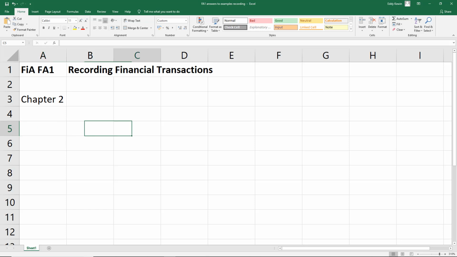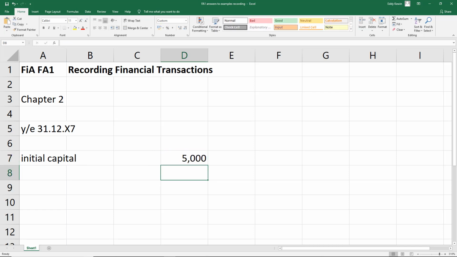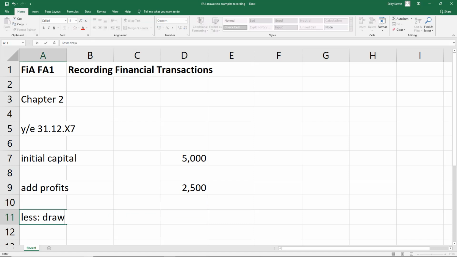So what now happens is, during our year ended 31/12/7, we've got the amount that was originally invested. And I'm going to call this my initial capital. And the initial capital going in is going to be $5,000. In the year to 31 December X7, the shop earned a profit of $2,500. So we then need to add on the profits, $2,500, and Caroline has taken $1,000 worth of drawings. What I'm going to do is subtract the drawings.